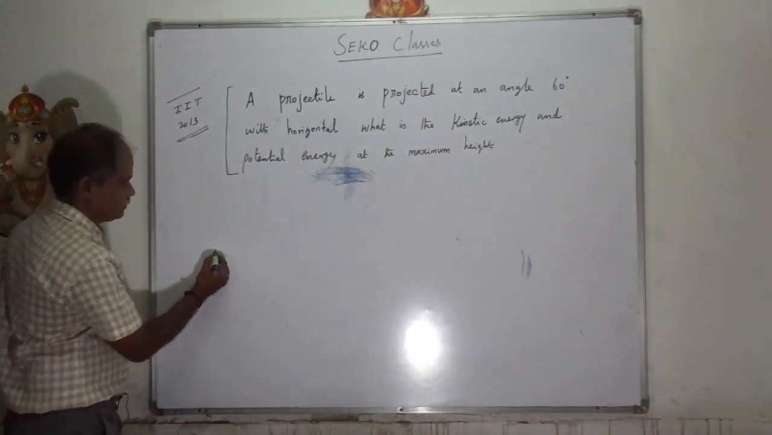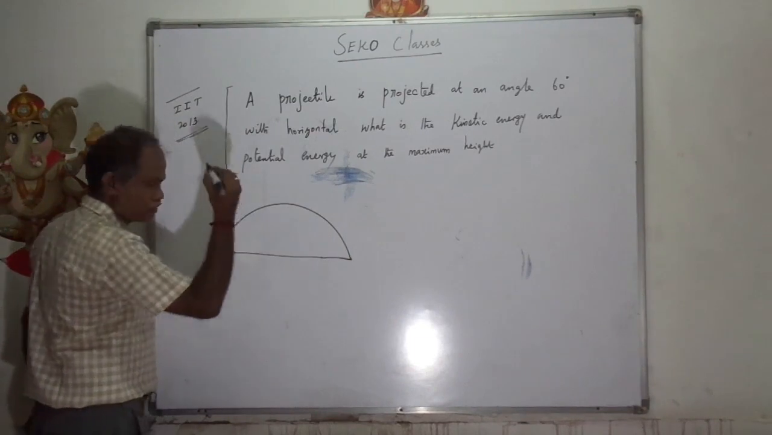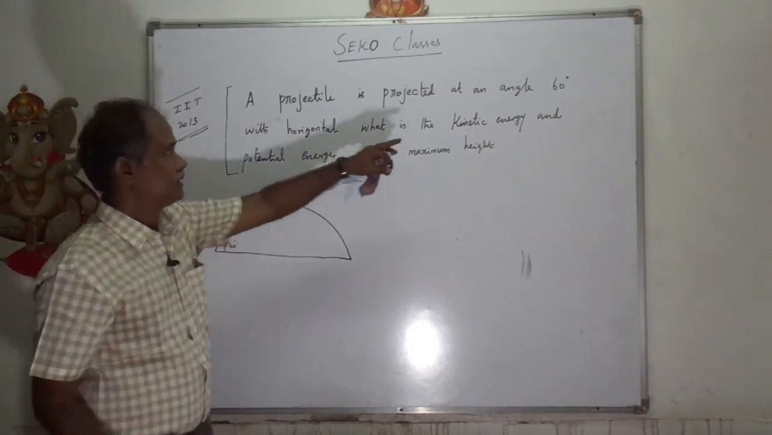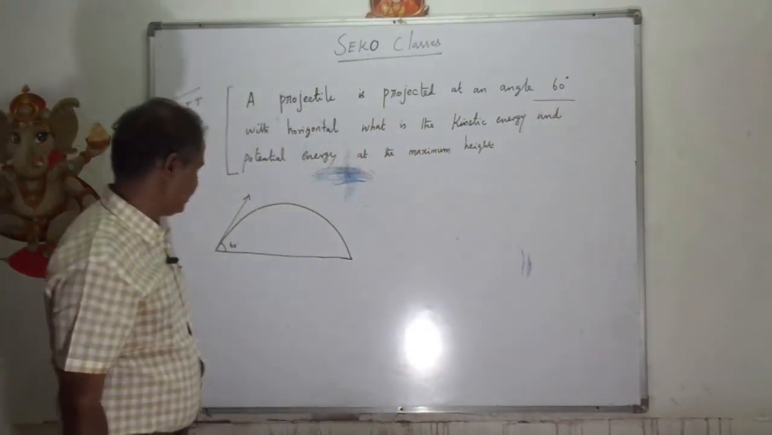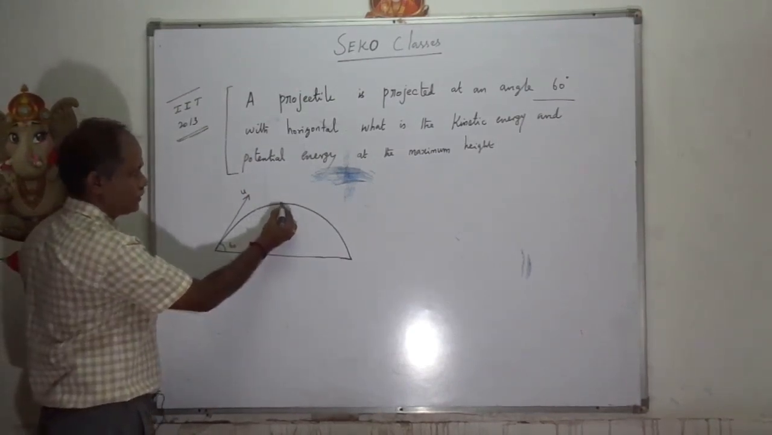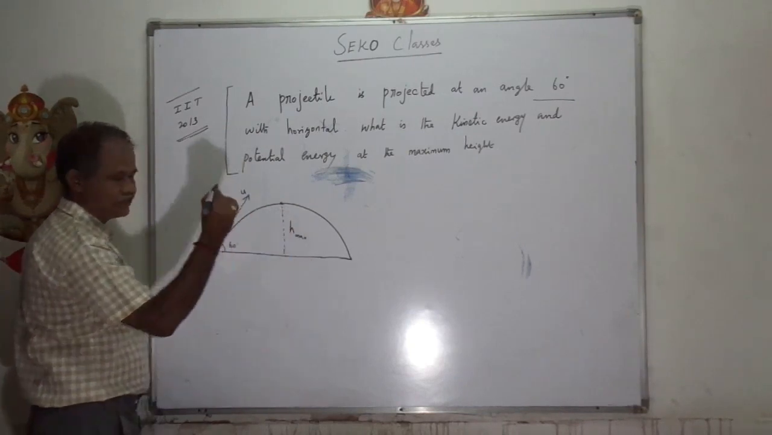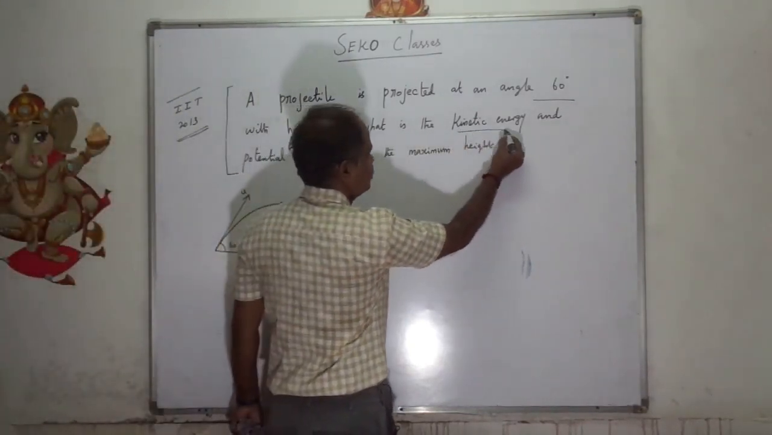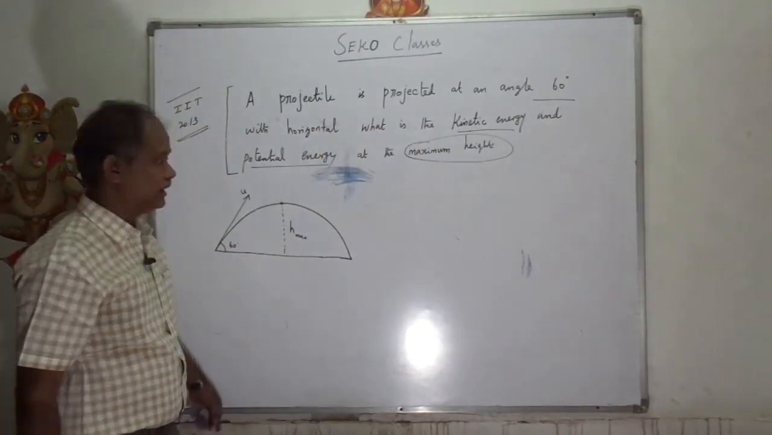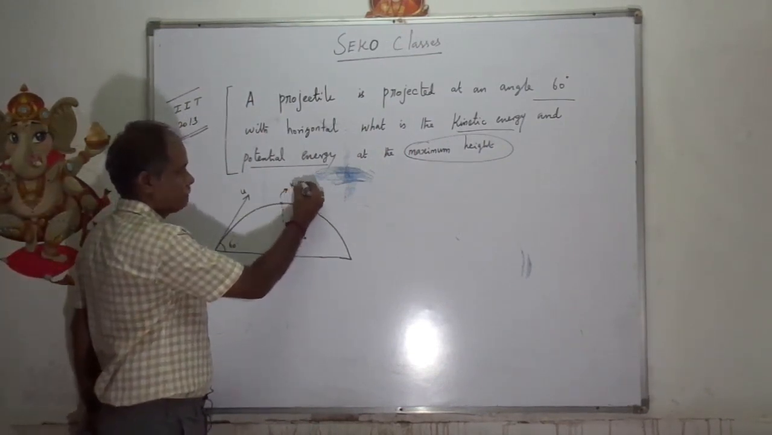Let us consider this is a projectile. It makes an angle of 60 degrees with the horizontal, with an initial velocity u. This is the maximum height. What is the kinetic energy and potential energy at its maximum height? They asked to find the value of kinetic energy as well as potential energy at its maximum height. Here, what is the kinetic energy and the potential energy?